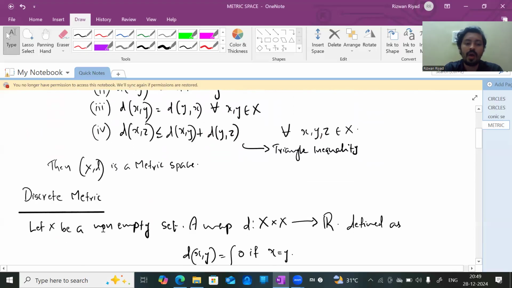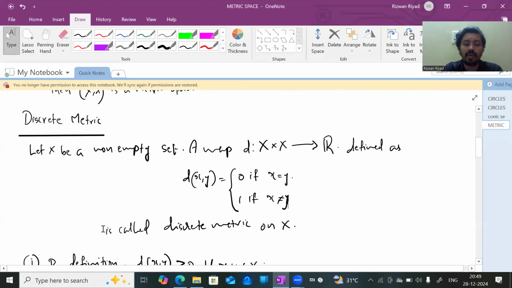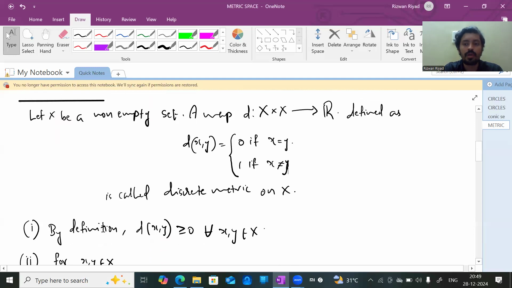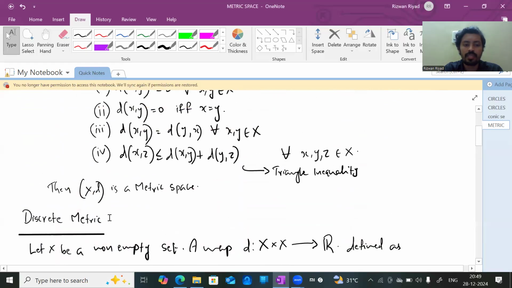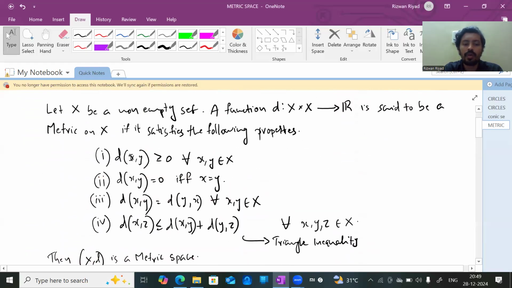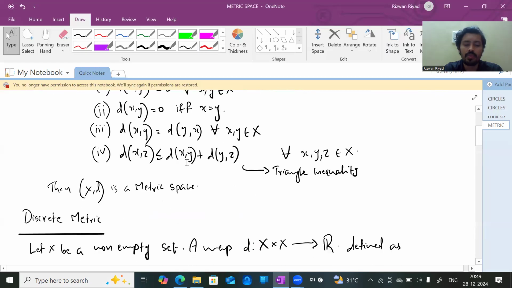See, how can we say that it is satisfying all the four conditions of a metric? Look at the first condition. What is the first condition for a metric? d of xy must be greater than or equal to 0. That is the first condition for a metric. See, that also you can see here.